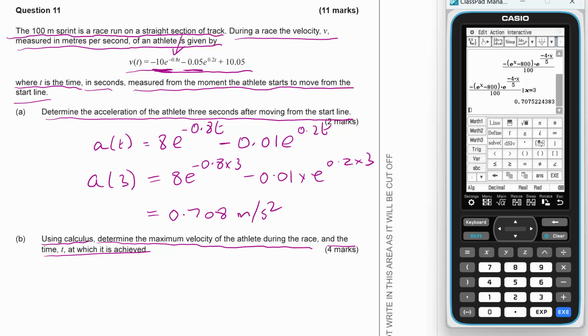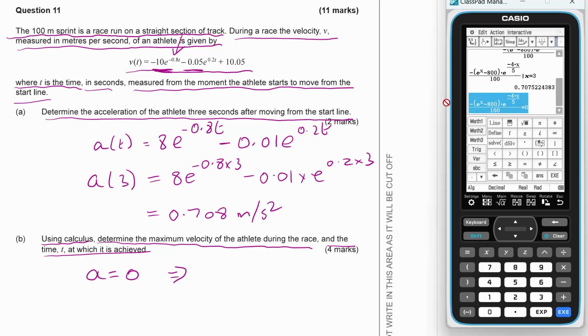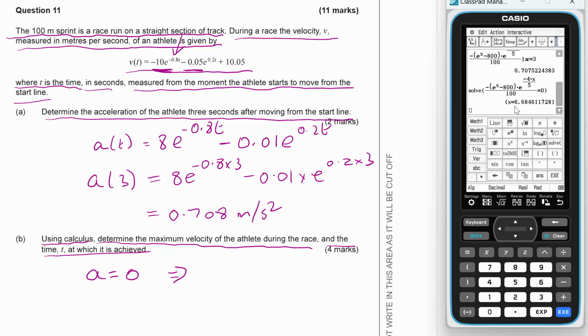So we want a equal to 0 for the maximum velocity. So a equals 0. So this one here, put that equals 0, and we just put in front of there a solve, like so. And we get 6.68 seconds.